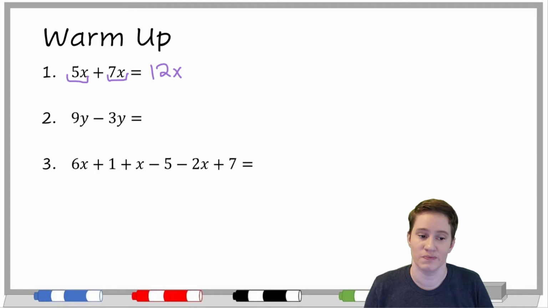So let's look at number 2. We have 9y minus 3y. Now what could we use for y? What starts with y? Yak. Okay, if we have 9 yaks and maybe we give 3 of those yaks to our friend because we want to share yaks with other people, then how many yaks do we have? 9y minus 3y, you subtract those two terms and you get 6y.